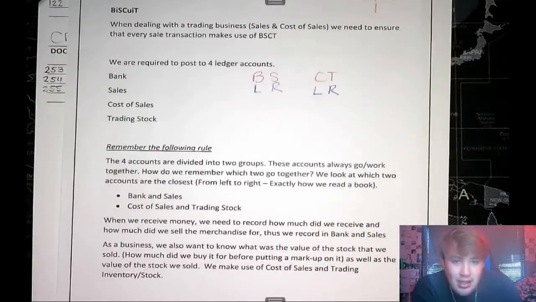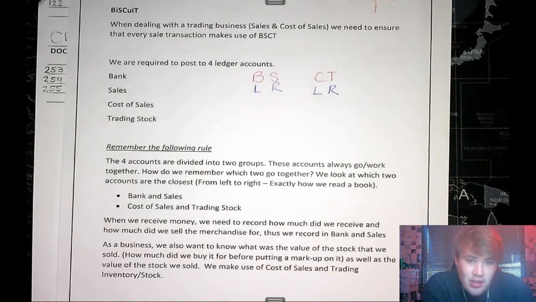When dealing with these 4 accounts, we need to remember the following rule. The 4 accounts are divided into 2 groups. Remember that there has to be 2 accounts involved in one transaction. So that's the minimum, right? 2 accounts minimum.